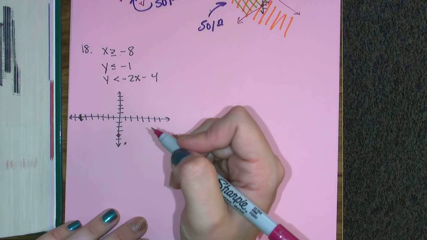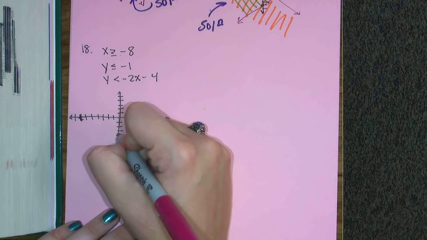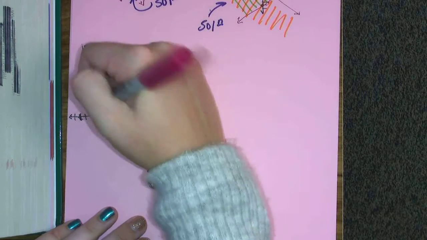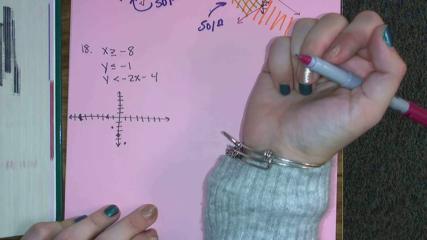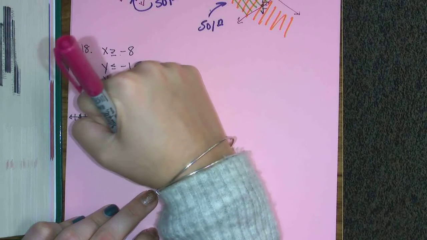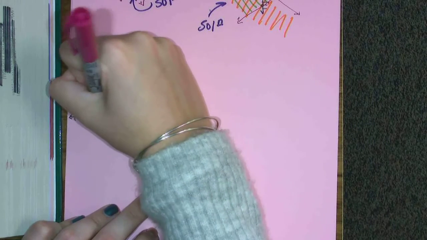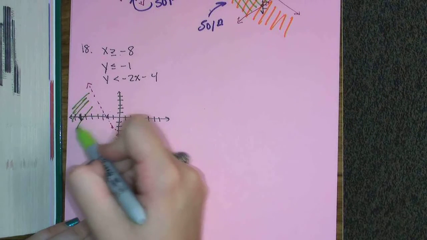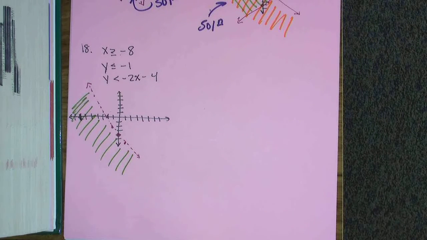Right's overrun. Okay, or I can go up 2, back 1. Okay, are we solid or dotted? Dotted. Okay, let's go ahead and shade. So which way is this one going? Down. Okay. Then y is less than or equal to -1.